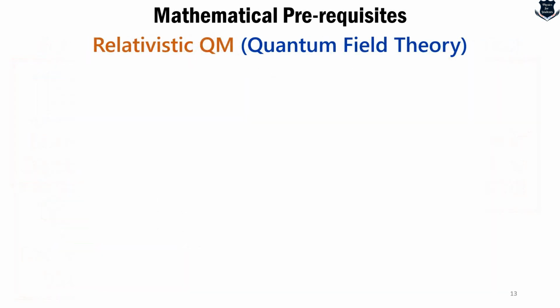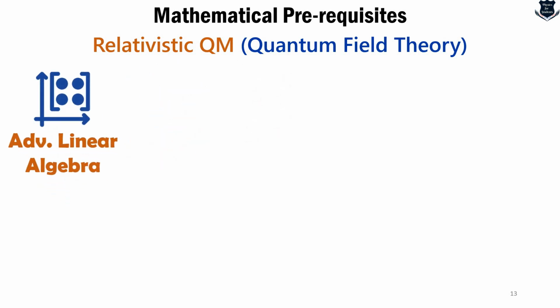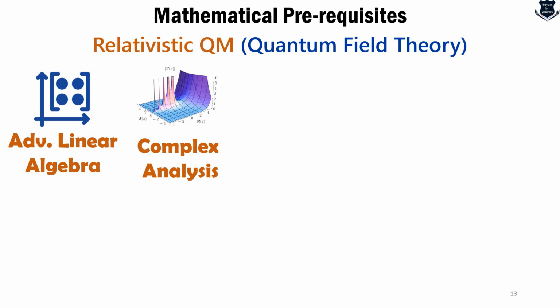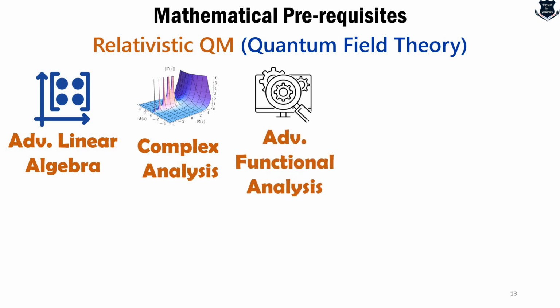So we come to the next, that is relativistic quantum mechanics. What is the mathematics that we need to know? First of all, obviously advanced linear algebra, which includes representation theory of groups and algebras, tensor products and so on. Complex analysis, definitely it would be required.